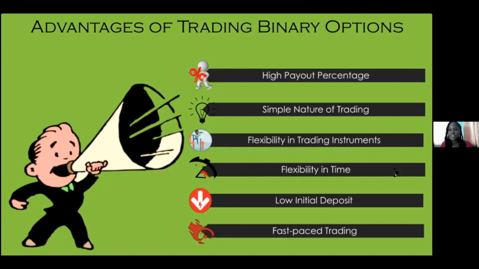You've got flexibility in trading instruments. That means you can trade multiple assets. Flexibility in time. You can change the time frames from 1 minute to 1 hour to 1 day to 2 minutes, whatever. And you don't usually need a huge deposit to start. You can start with $100, $200, $250, $500, whatever you want, and it's fast paced.